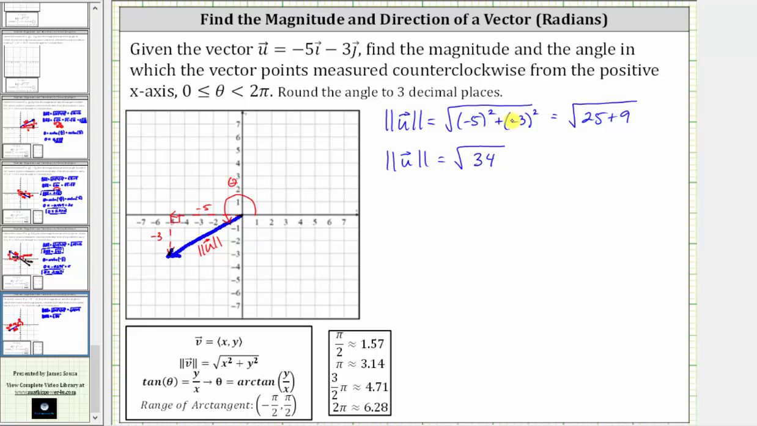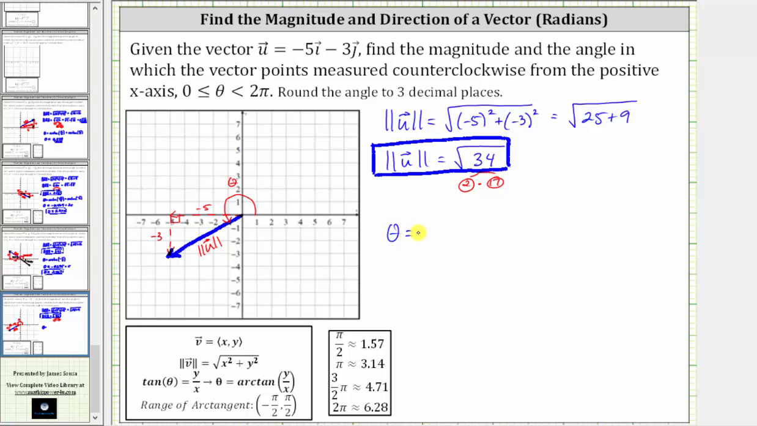And now we need to see if the square root of 34 will simplify, by determining if 34 contains any perfect square factors. Well, the prime factorization of 34 is 2 times 17, where both 2 and 17 are prime, and therefore this does not simplify, and we give the magnitude as the square root of 34. And let's determine the direction of the vector, which is our angle theta.